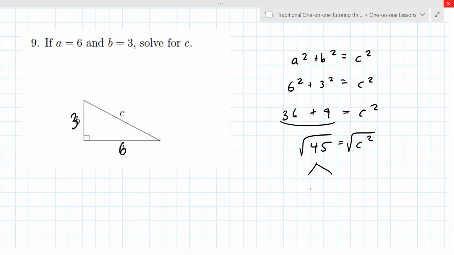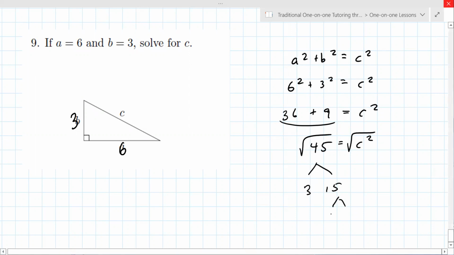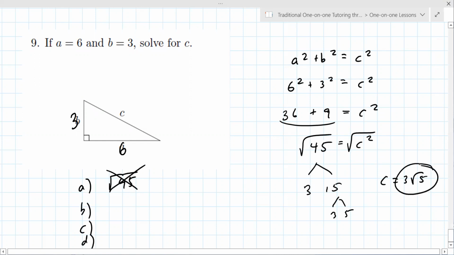3 square root 5. Yes, 3 and 15. 3 and 5, yeah. So C is 3 square root 5. So on your standardized test here, they will not give you the square root of 45. That will not be there. They won't give you the unreduced form. So that's why you have to know how to do this, because you can know how to do it to this step, square root of 45, think you're done, answer's not there.